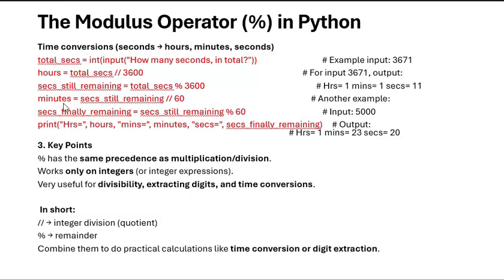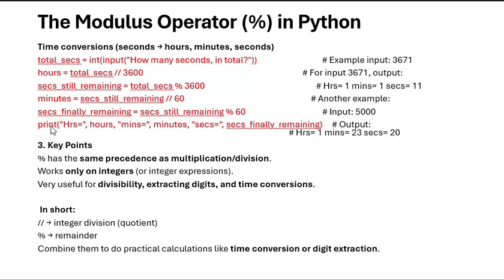Got it? After that, minutes is equal to seconds still remaining divided by 60. After finding the remaining seconds, you have to find the remaining minutes. We have 60 seconds in a minute, that's why dividing by 60. The next step is seconds finally remaining is equal to seconds still remaining modulus 60. It will find the leftover seconds after removing the minutes.